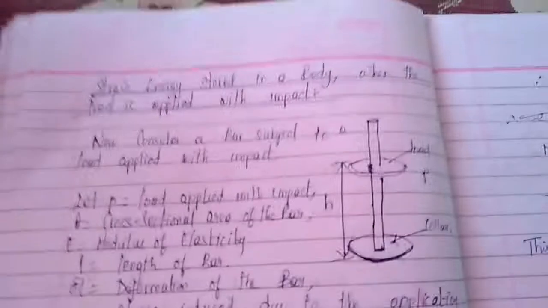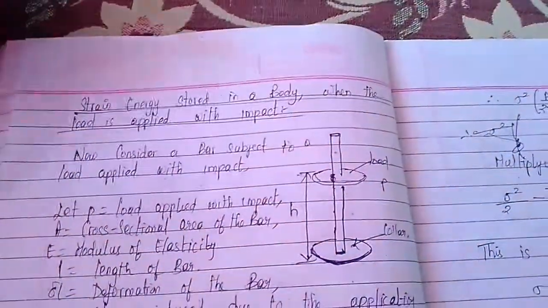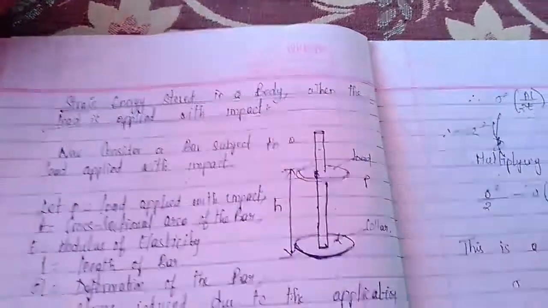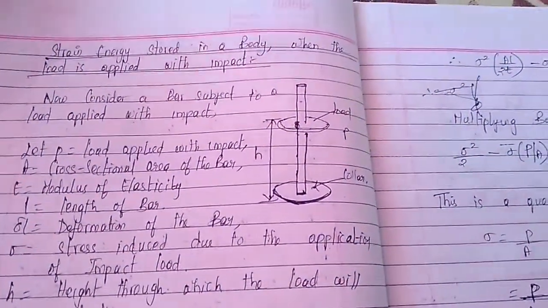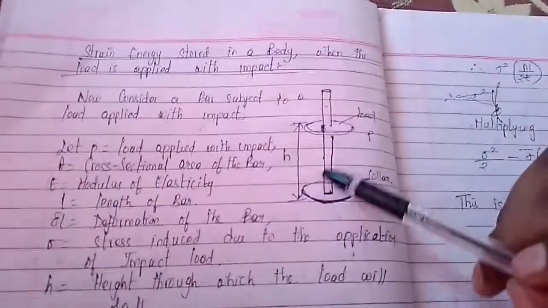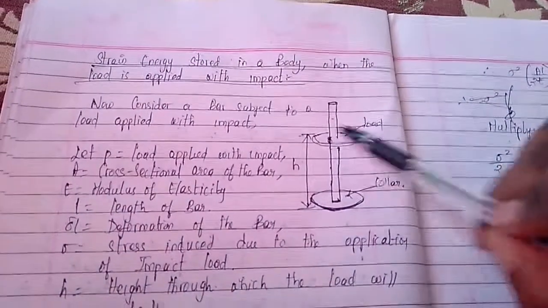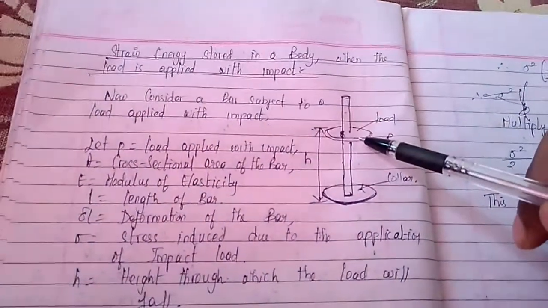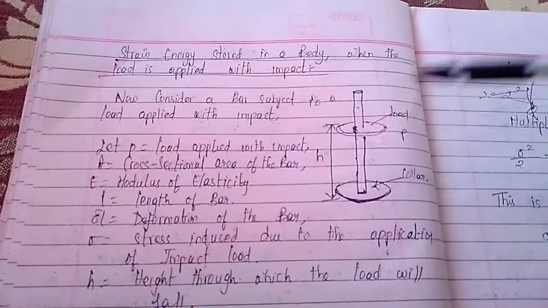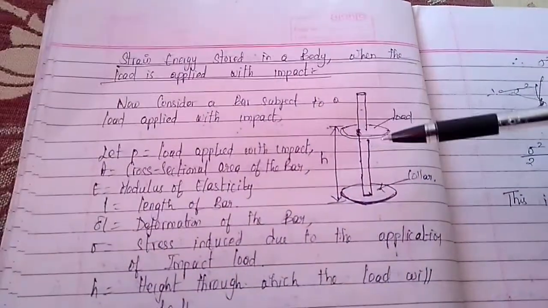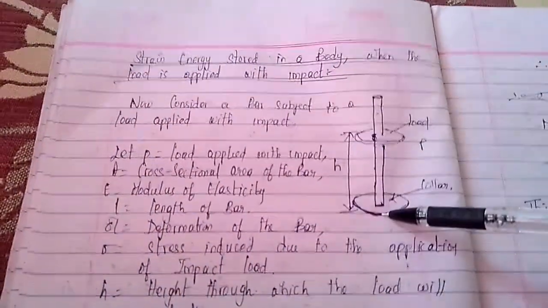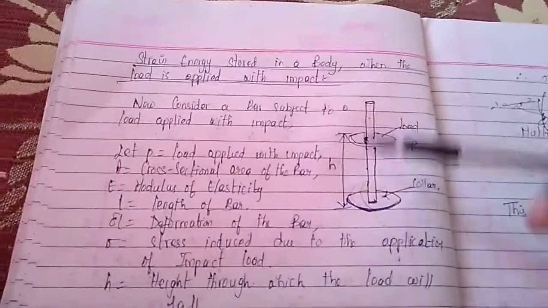So next we will move on to strain energy stored in a body when the load is applied with impact load. Now consider a bar subject to a load applied with impact. See, this is a diagram. You can see this is the surface, and here a bar is there. A load is at a distance of h. This load is let to fall from a height to impact this collar. Then we will see how much load we are going to get due to the impact load. What is strain energy due to the impact load?